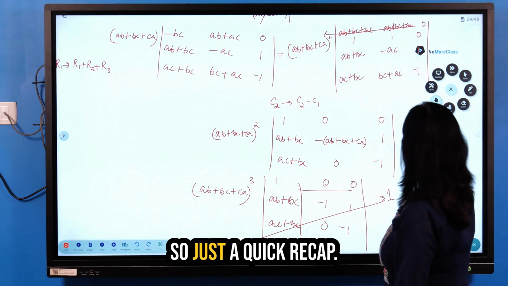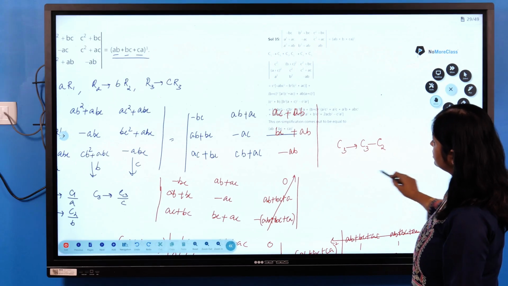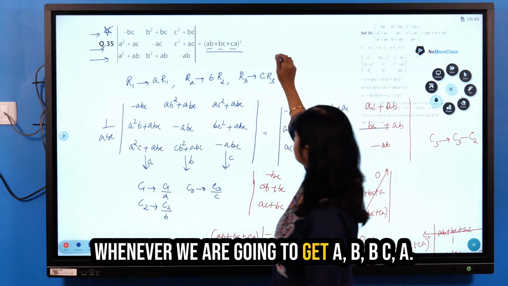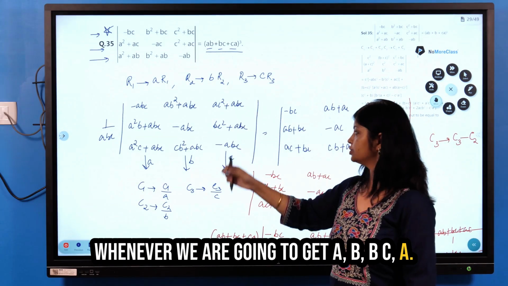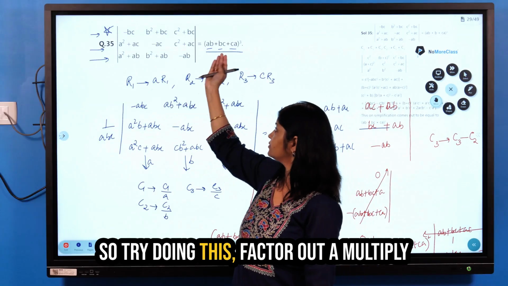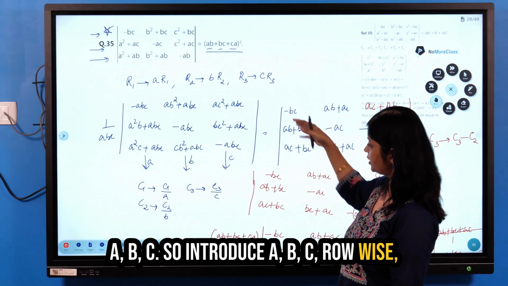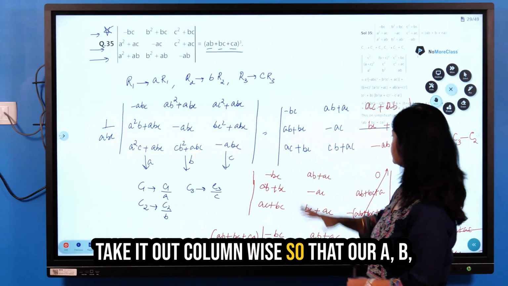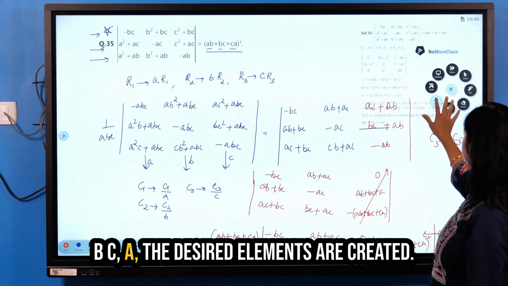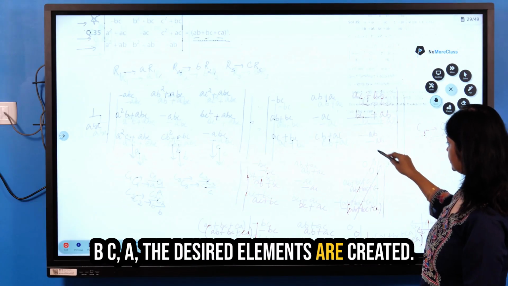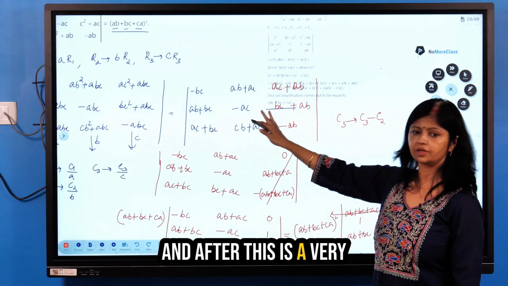So just a quick recap, what happened? Whenever we are going to get A, B, B, C, C, A, try doing this: factor out, multiply A, B, C. So introduce A, B, C row wise, take it out column wise, so that our A, B, B, C, C, A, the desired elements are created. And after this it is a very, very standard question.